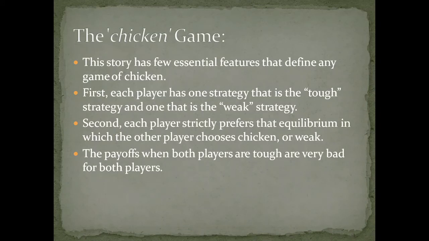Now we'll discuss the last game, which is called the chicken game. What do you mean by chicken game? The chicken game has a few essential features for any particular game to be a chicken game. Each player has one strategy called the tough strategy, and the other strategy called the weak strategy. Now each player strictly prefers the equilibrium in which the other player chooses chicken, or weak.